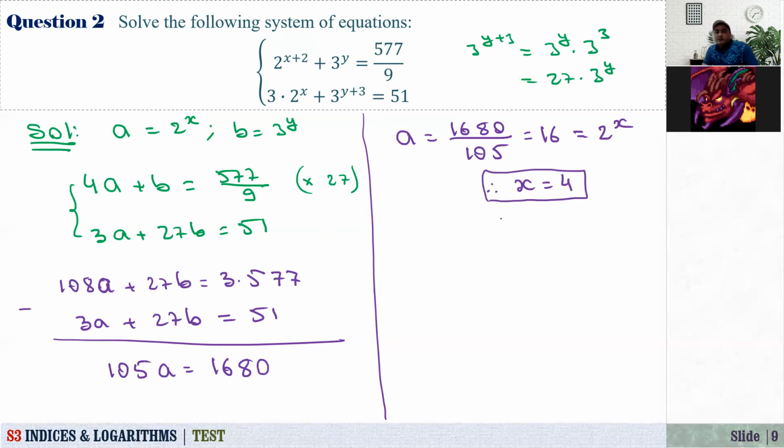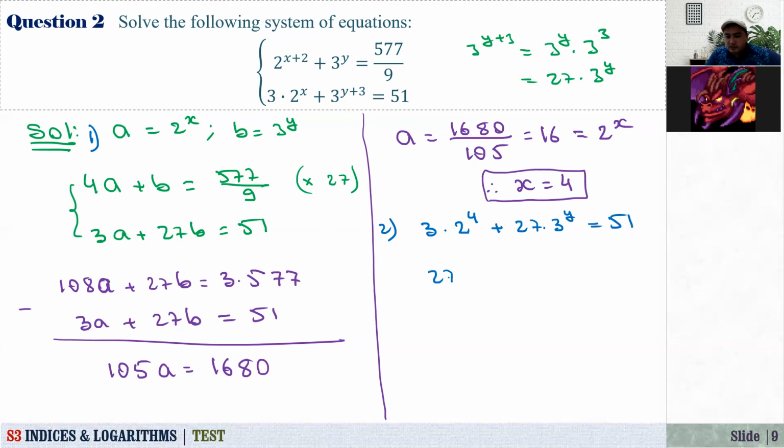Right. So now I can continue to find B, right? Or another way is directly, we can just substitute into the first or second equation. We can find the value of y. Let me just substitute into the second equation. Since I know the value of x now, we substitute into the second equation. That is 3 times 2 to the power of x, that is 2 to the power of 4, plus 27 times 3 to the power of y. On the right hand side, we have 51.